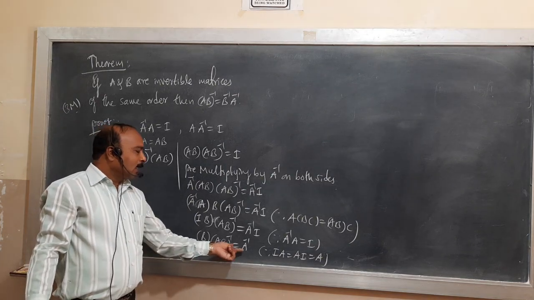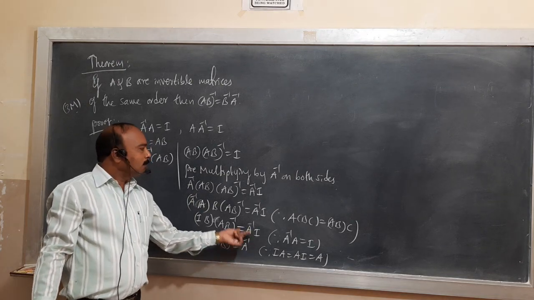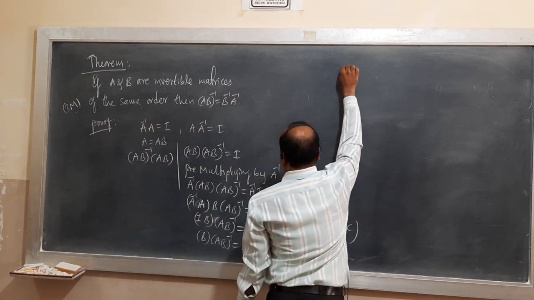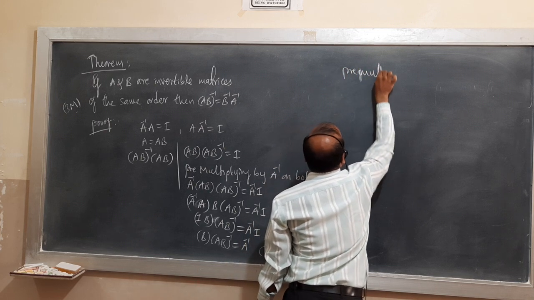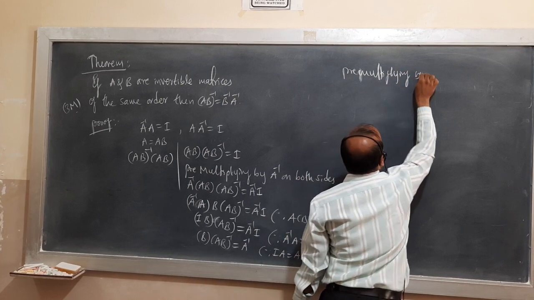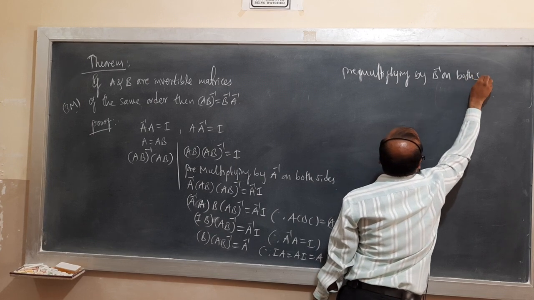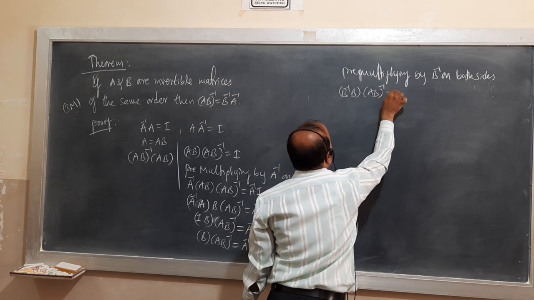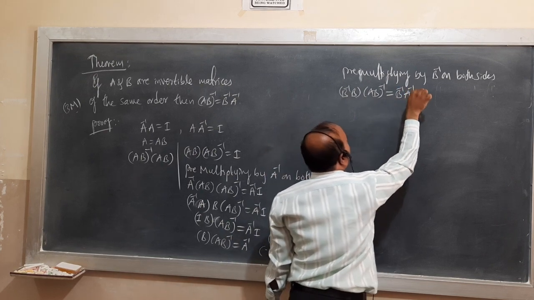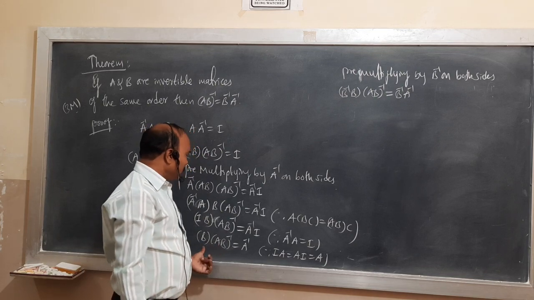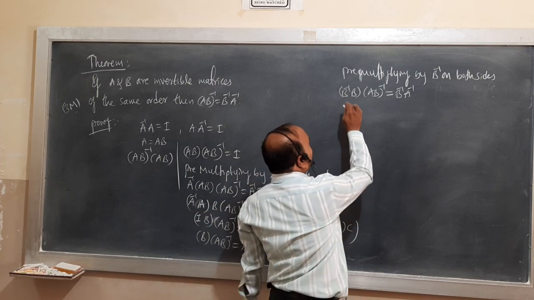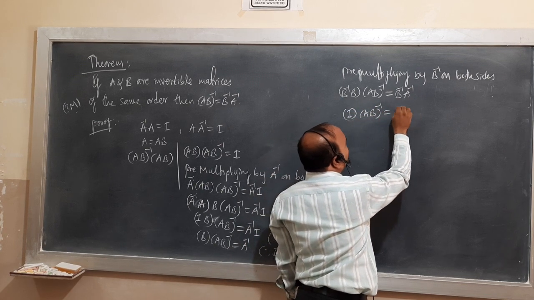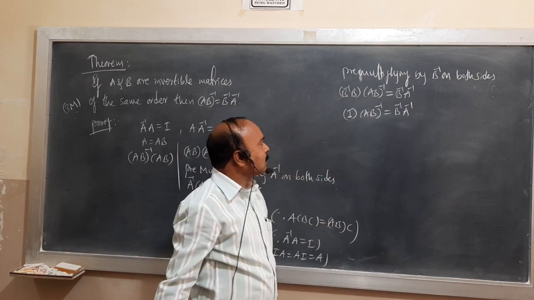Next, for getting the right hand side B inverse into A inverse, we want B inverse into A inverse. For that we pre-multiply by B inverse on both sides. What do we get? B inverse into B into (AB) inverse equal to B inverse into A inverse. Now both sides are multiplied by B inverse on the left side. Now we get B inverse into B, which is nothing but I, into (AB) whole inverse equal to the right hand side, B inverse into A inverse, as it is.